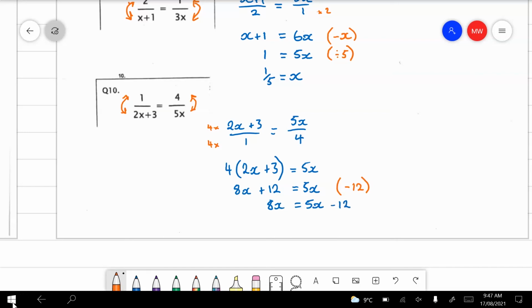Now we'll take 5x from both sides. So we'll have 3x's equaling minus 12. Last step, we'll divide by 3 both sides, and x will be minus 4.